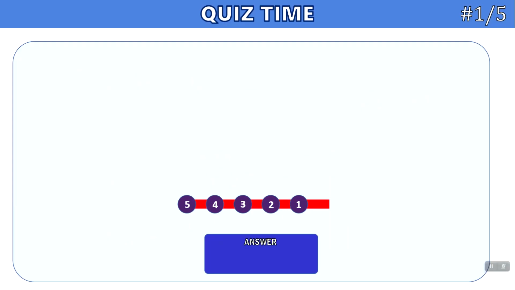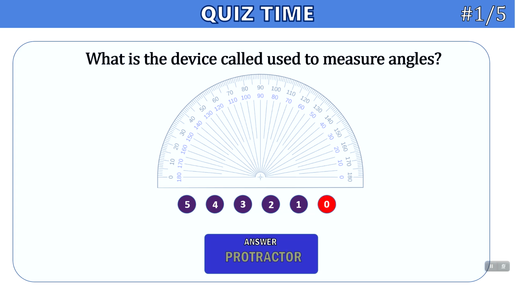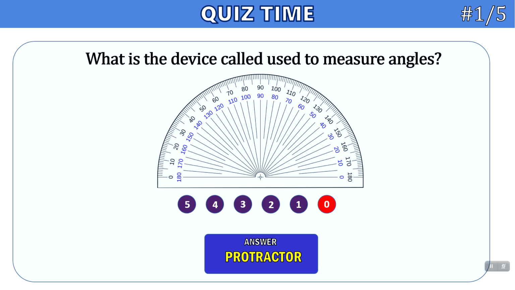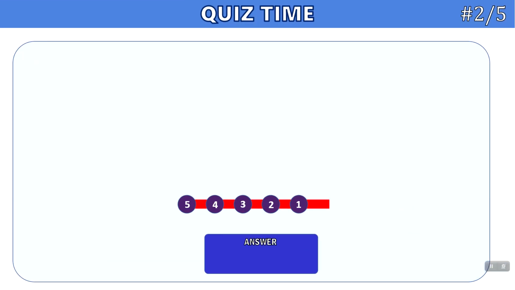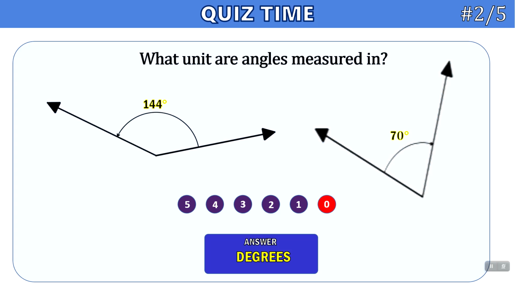And now it's quiz time. You have 5 seconds to answer the following. What is the device called used to measure angles? Time's up. The answer is a protractor. Question 2. What unit are angles measured in? Time's up. The answer is degrees.